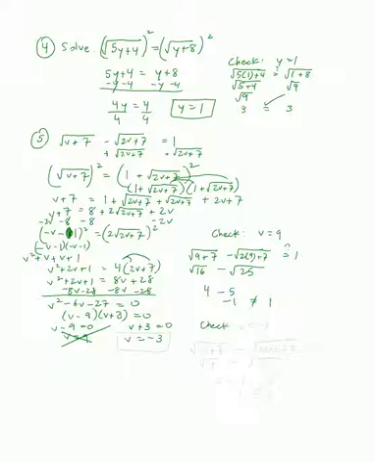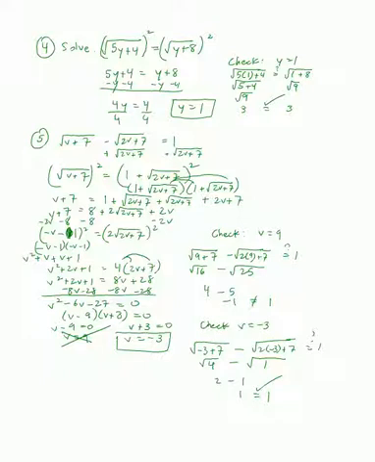Let's check the other one. This time we're going to check v equals negative 3. On the left side, I get square root of negative 3 plus 7 minus square root of 2 times negative 3 plus 7. Is that equal to 1? Hopefully this time it'll work. We get square root of 4 minus square root of negative 6 plus 7, which is 1, which becomes 2 minus 1, which is indeed 1. So this answer does work.